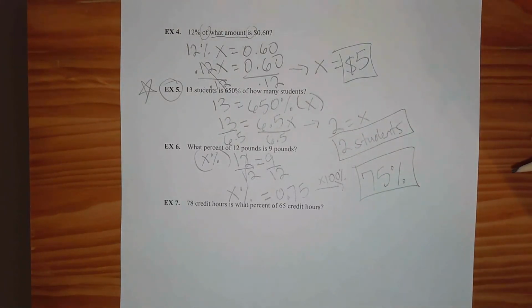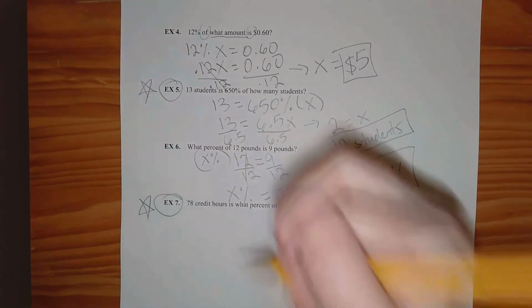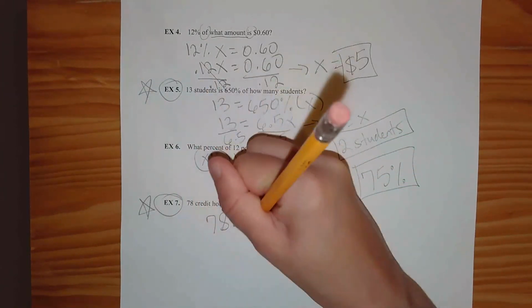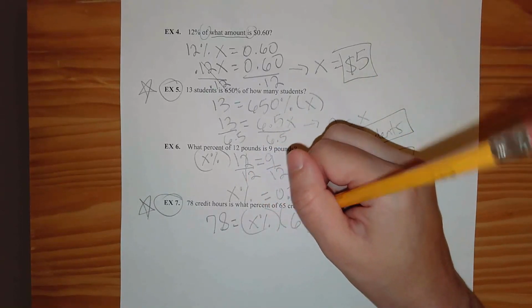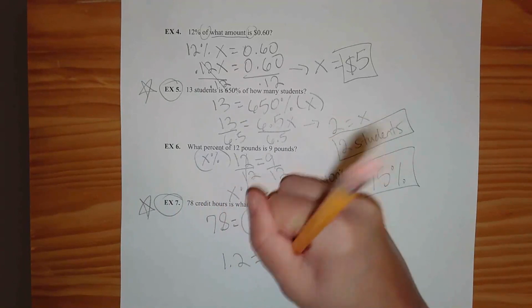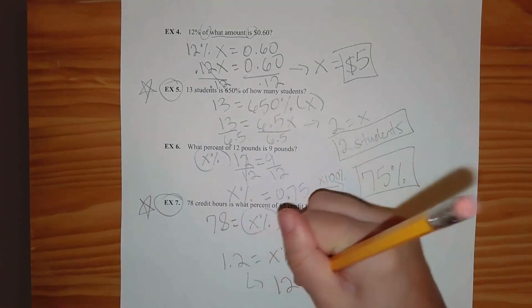All right, last one says 78 credit hours is what percent of 65 credit hours? I'm going to let you guys try this one all on your own. So pause your video, see if you can write the equation, and then see if you can solve the equation and even write that answer as a percent. So go ahead and pause your video, give that one a try, and I will give you the answer here in 3, 2, 1. Your equation should look like 78 equals X percent times 65. Once you solve it, you're going to get 1.2 equals X percent, which means that our answer is 120%.